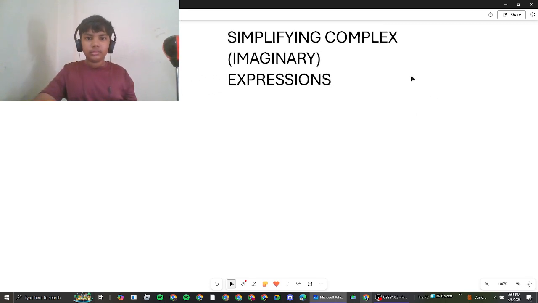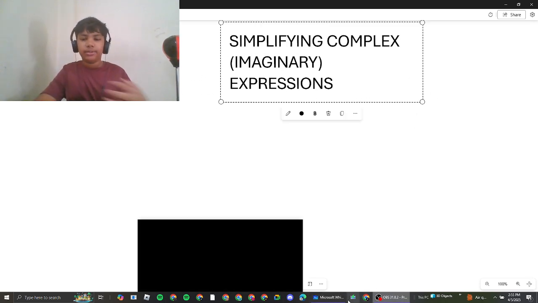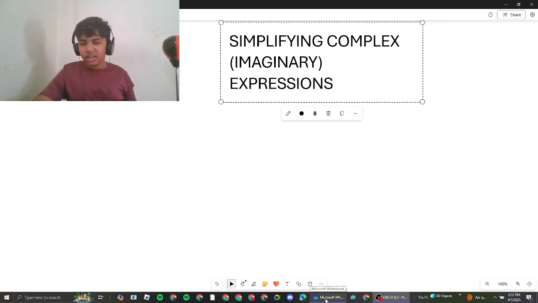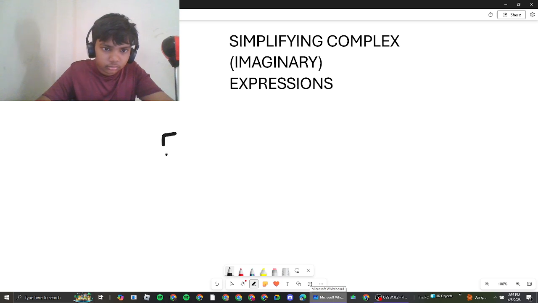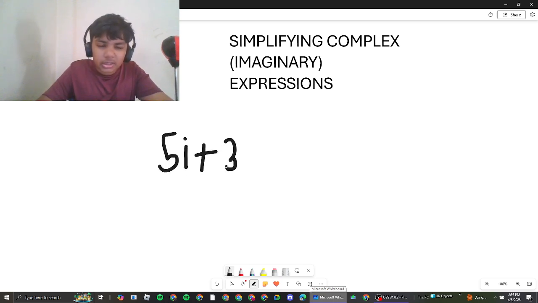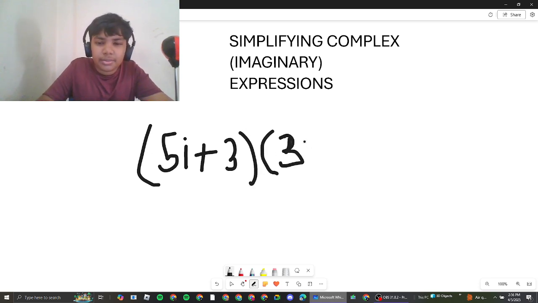Okay. I put imaginary because complex might seem like the word hard, but it's just the imaginary number system. Okay. Suppose we have something like this: 5i plus 3, multiplied by 3i. This is an example, okay?